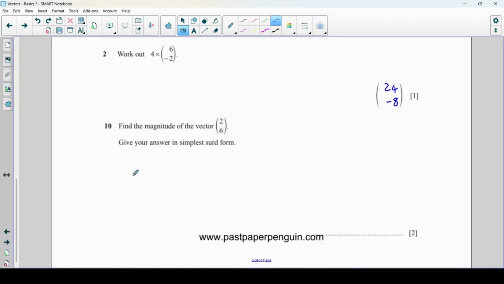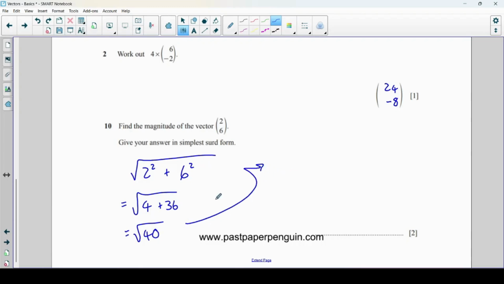And then, again, a nice easy magnitude one. Square root of 2 squared plus 6 squared. 2 squared is 4, 6 squared is 36. Add those things together and we get the square root of 40. And then simplify that. I think the biggest square number is 4 that goes into that. So 40 is 4 times 10. Square root of 4 is 2. So 2 root 10.